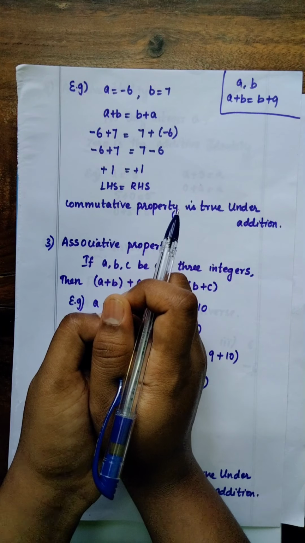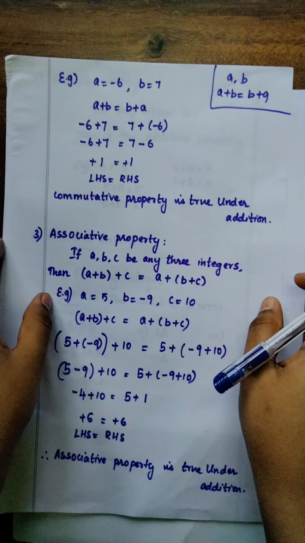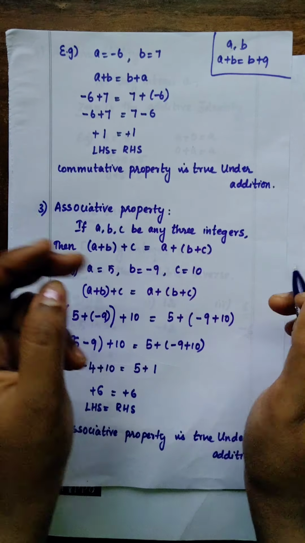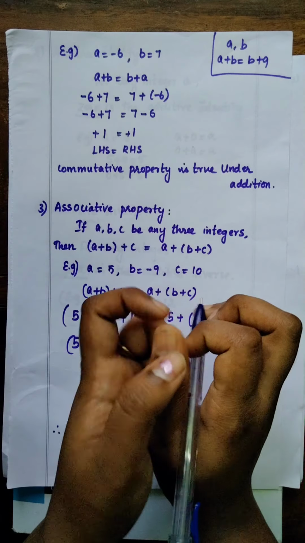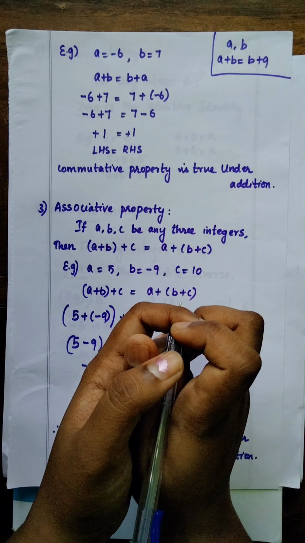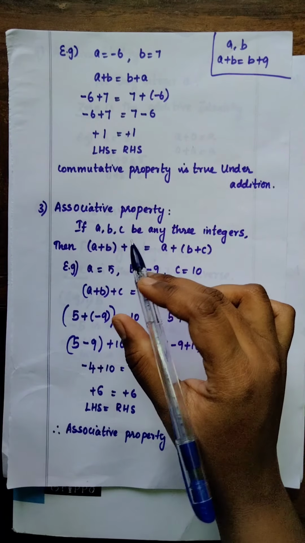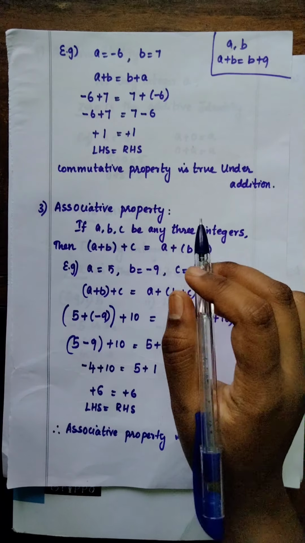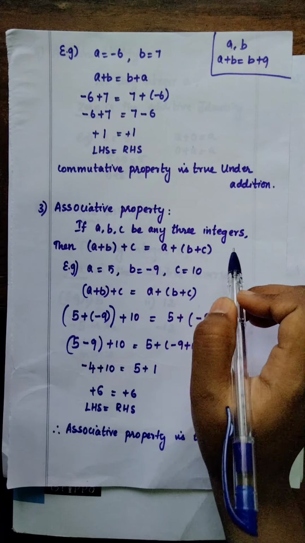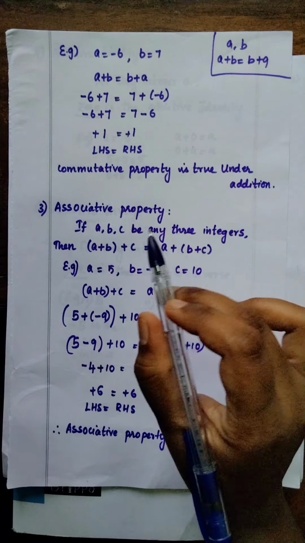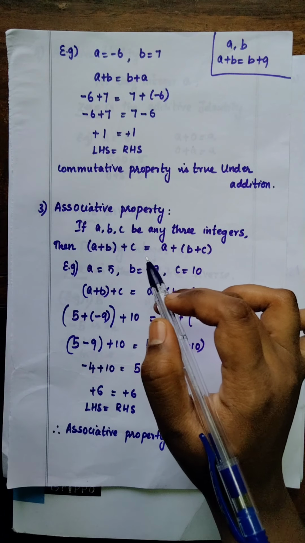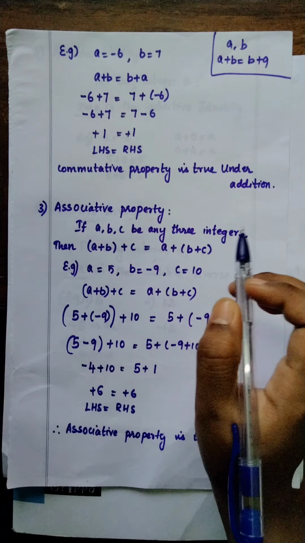Have you all understood? Yes. Our third property is the associative property. For the first two properties, we have taken only two integers. For the associative property, we are going to take any three integers. If a, b, c are any three integers, then (a + b) + c is equal to a + (b + c). This is the condition. Very important.